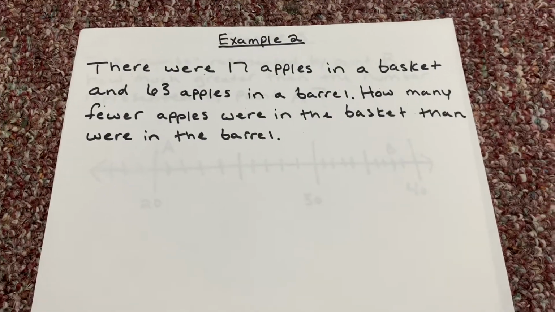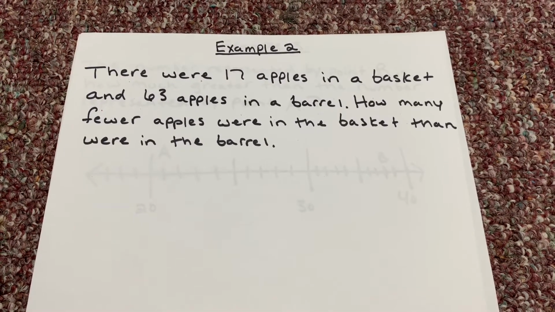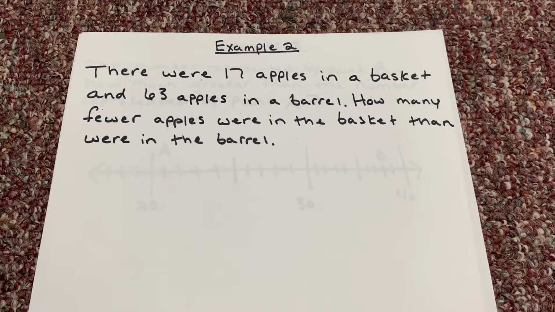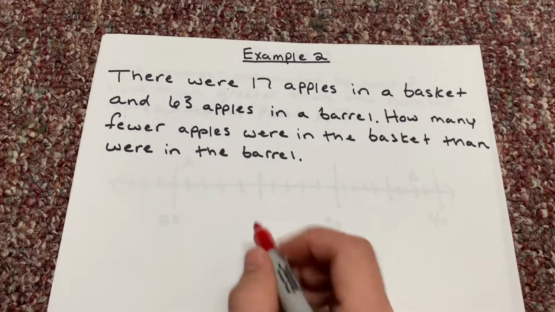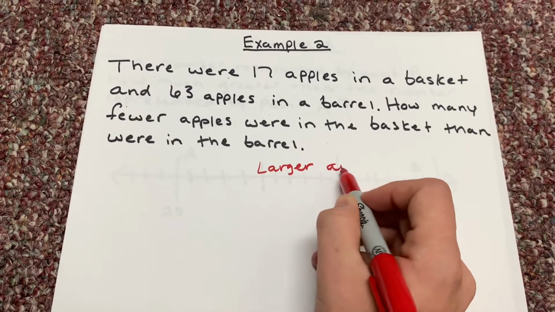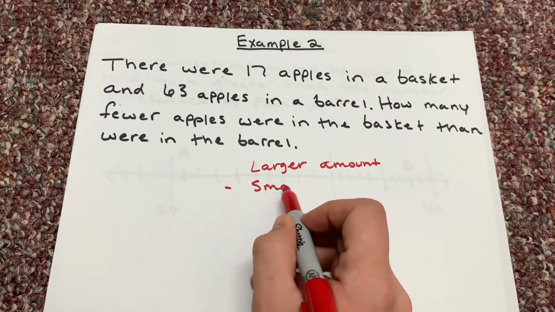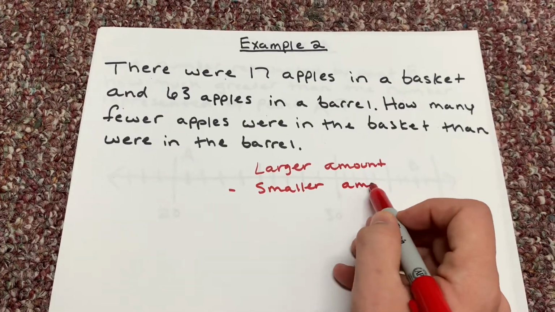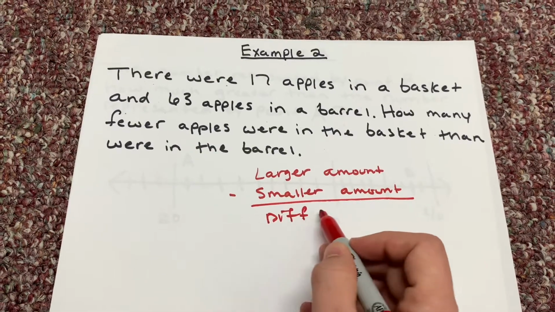Example 2. It says there are 17 apples in a basket and 63 apples in a barrel. How many fewer apples were in the basket than were in the barrel? Again, following the same formula, 4th grade, we're going to find our larger amount first, and then we're going to find our smaller amount, and we are going to, again, subtract to find the difference. This will find us our difference.